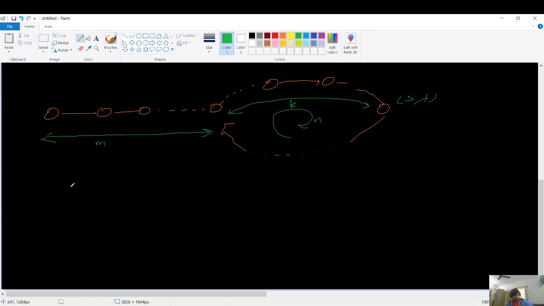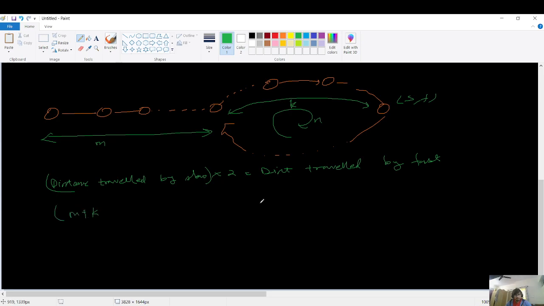So what I can say is that the distance traveled by slow, if I do 2 times, will be equal to the distance traveled by the fast pointer. First of all, you can say that m plus k will be there in both. As you can see, S and F are here. That means they started from here. The slow pointer and the fast pointer started from here, right? So they must have traveled this length m and this k length where they met, right? But they would have traveled some extra miles also.